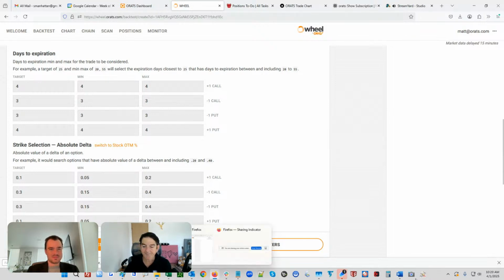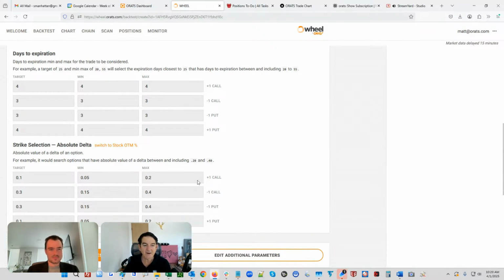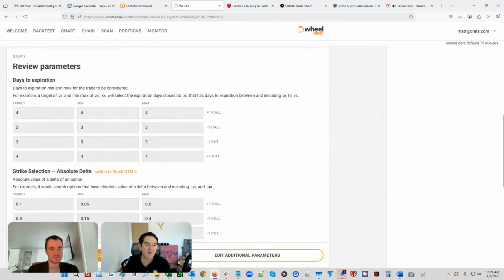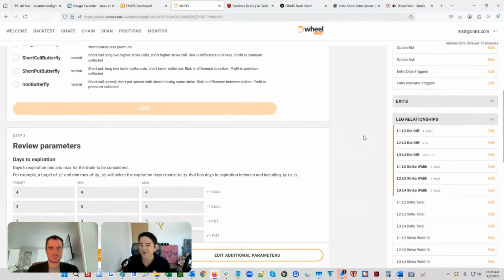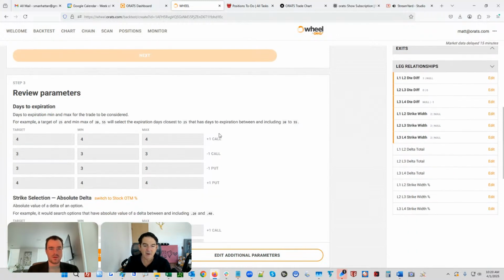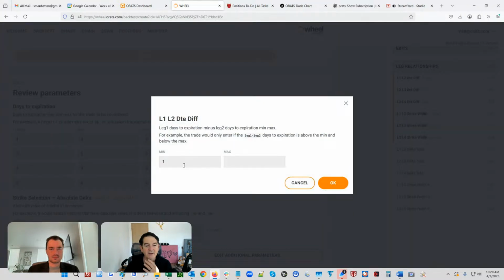All right. Mm-hmm. All right. So how do you set it up? An iron condor, this wouldn't work. You wouldn't get anything. So you have to set the leg relationships. Yeah, we did that in the scanner as well. So you have to set that, or you're not going to get any results. So leg 1 minus leg 2, that's going to be positive days. So you have to set it like a minimum of 1. There's no maximum. So that's how you set that one.